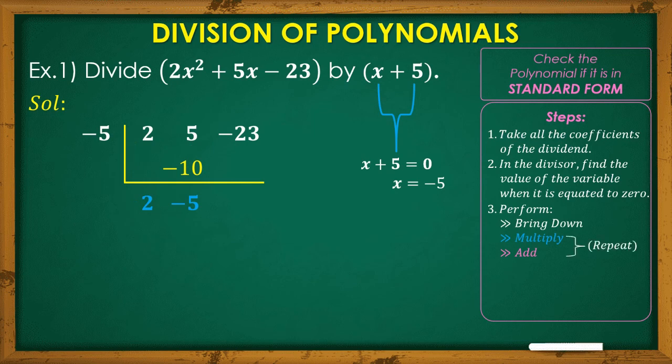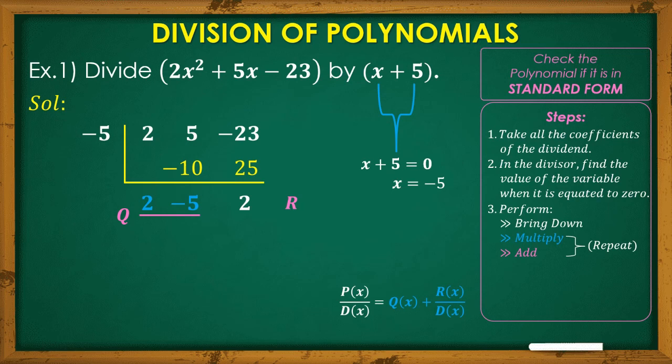Now, we will repeat the process of multiplication and addition. Si negative 5, imamultiply kay divisor, negative 5, will become 25. At ilalagay natin sa tapat ng sunod na coefficient. Ngayon, negative 3 plus 25, we will get 22. Now, this 2 is actually your remainder. And 2 and negative 5 are part of your quotient.